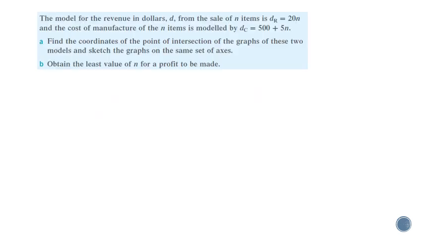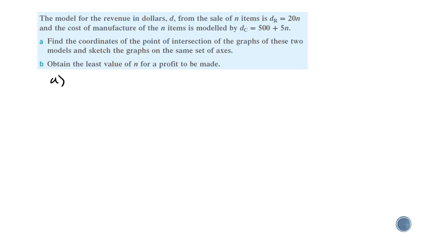So, the model for revenue in dollars, D, from the sale of n items is dr equals 20n. And the cost of manufacture of n items is modeled by dc equals 500 plus 5n. Part A. Find the coordinates of a point of intersection of these two graphs and sketch the graphs on the same set of axes. So we want the coordinates of where they're equal.